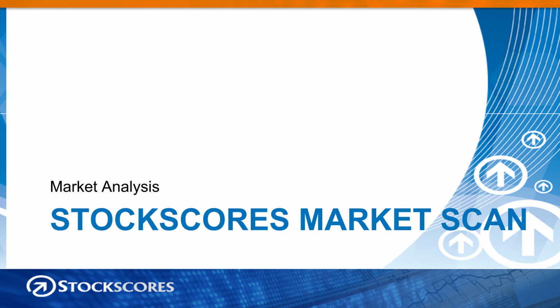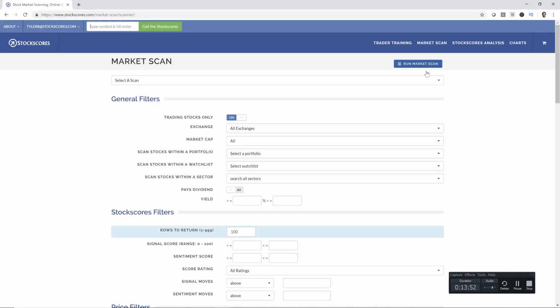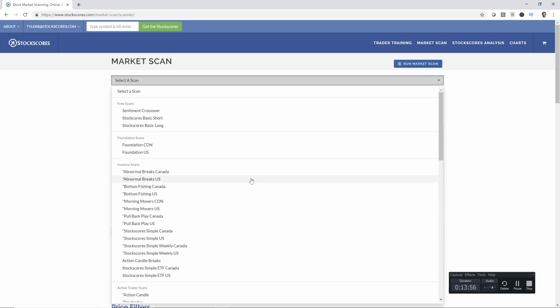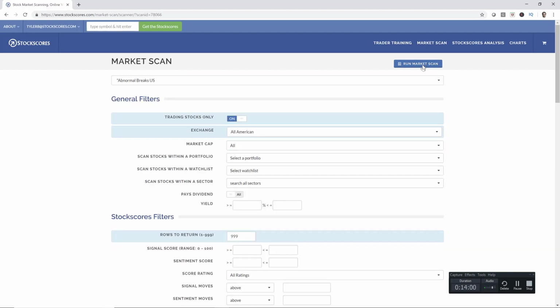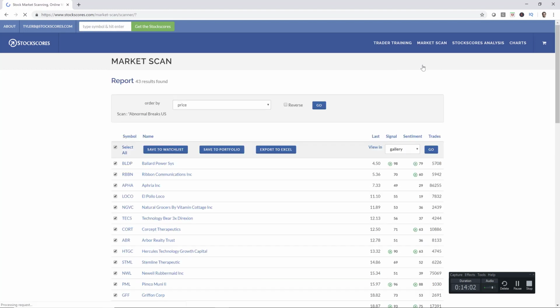All right, let's jump over to the Stockscores Market Scan tool now and run a scan in search of opportunities. What I want to do is take a look at a number of charts and really just go through the analysis methodology for how you analyze the stocks that come up in the Stockscores Market Scan. So we'll jump over to the Market Scan now. I am going to run the Abnormal Breaks US scan. This looks for stocks on the US markets that made abnormal price gains with strong volume. Run the market scan. You can see that the scanner found 43 stocks.